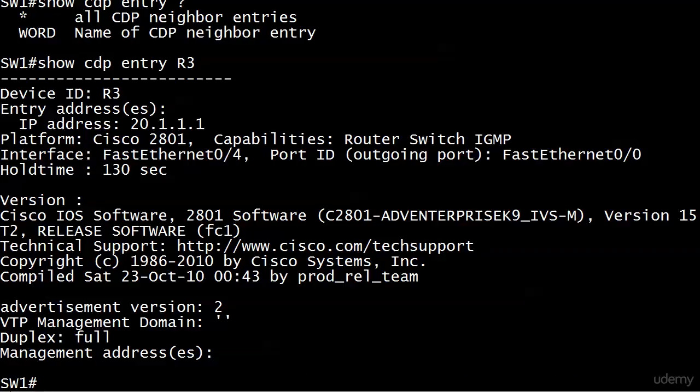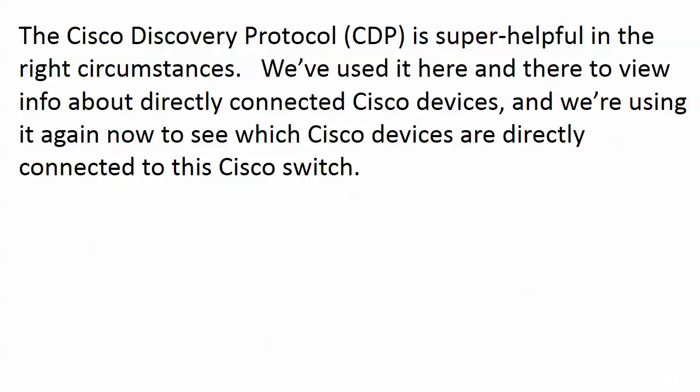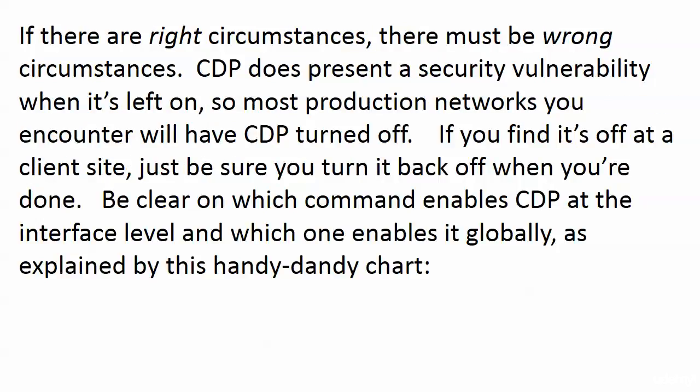And I mentioned in the previous video that CDP is a fantastic protocol under the right circumstances, and it gives us great information, and we love it. So we know that if there are right circumstances, there must be wrong circumstances. The thing with CDP is that it does present a security vulnerability. It can be used by intruders in more than one way for a more sophisticated attack. So in most production networks you encounter, you're going to see CDP turned off.